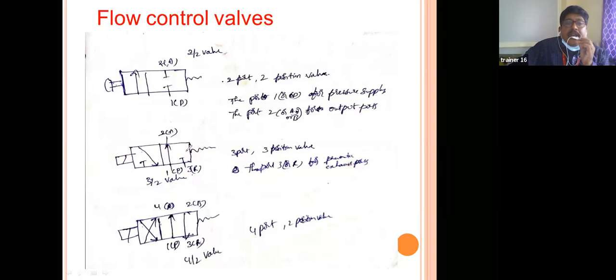When the solenoid is not energized, this is the position, right? When the solenoid is energized, again I'm repeating, all of you be clear here. This symbol indicates a solenoid. When the solenoid is not energized, then this is the symbol. See here, when the solenoid is not energized, this is the symbol. When the solenoid is energized, this is the symbol. So now we can get it clearly, right?